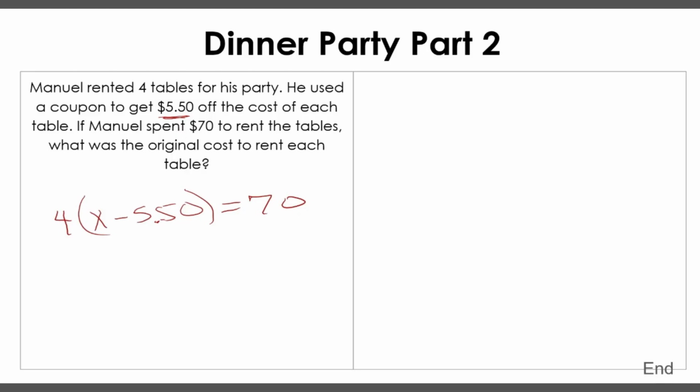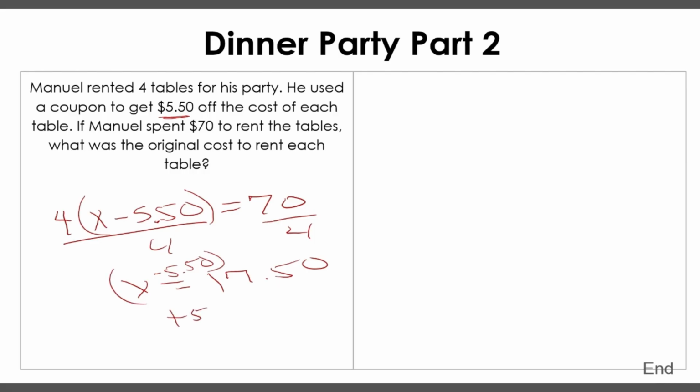So I have to divide both sides by 4. I'm sorry, x minus 5.50 equals 17.50. Then I have to add 5.50 to both sides. So x equals $23. So the cost of each table would be $23.